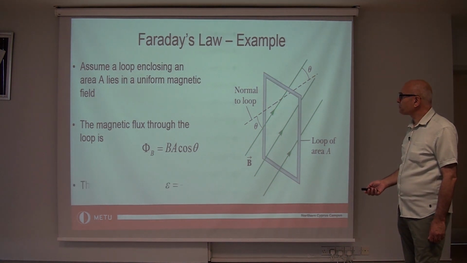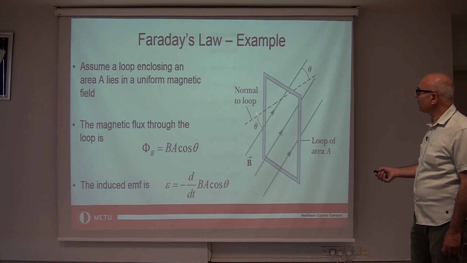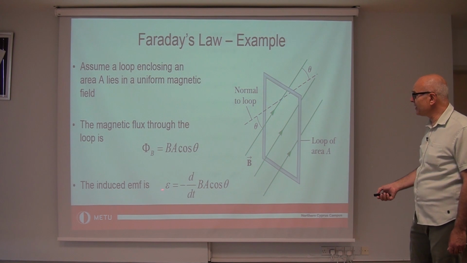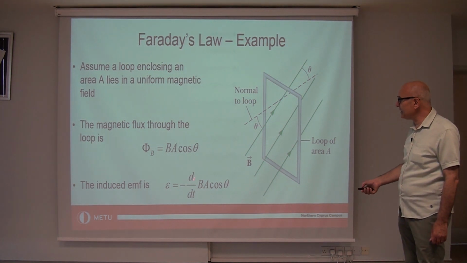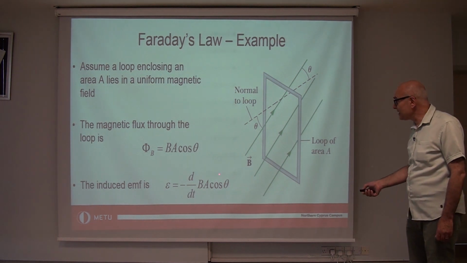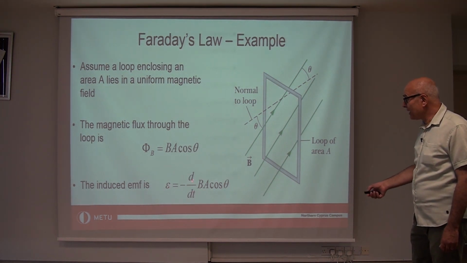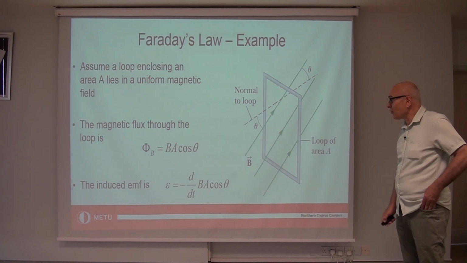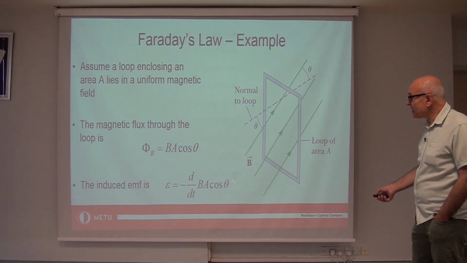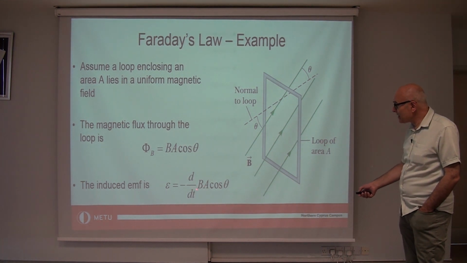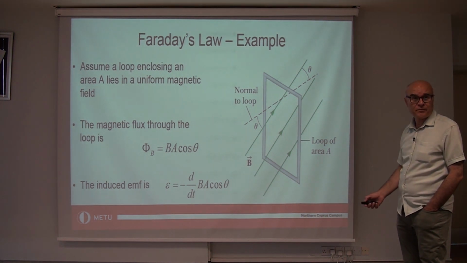Now, the induced electromotive force, if this flux is changing, is minus d by dt of the whole thing here, of BA cosine theta, okay? So it is minus d phi by dt. And what is phi? Phi is this, BA cosine theta, okay? So how does this change? Now, so this is the flux.